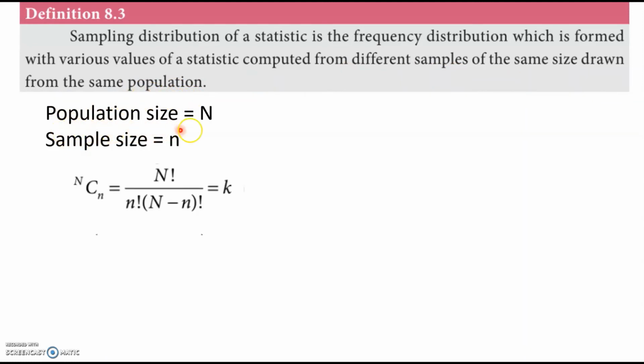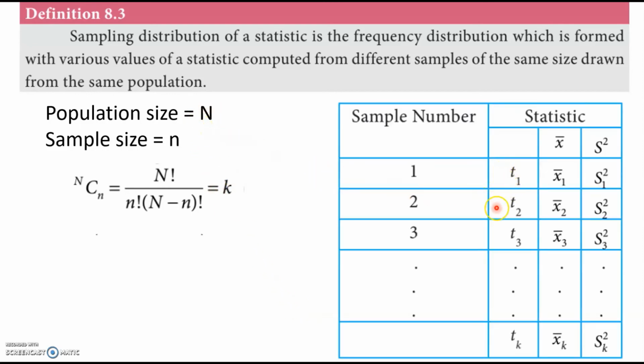So let's say that our population size is capital N, sample size is small n, then our K, the number of samples that we can have from this population of size N with the sample size of small n, is K. Which means I can say that 1, 2, 3, 4, 5 up to K samples can be drawn from this population of N. So I'm going to call this column here sample number, which goes up to K.